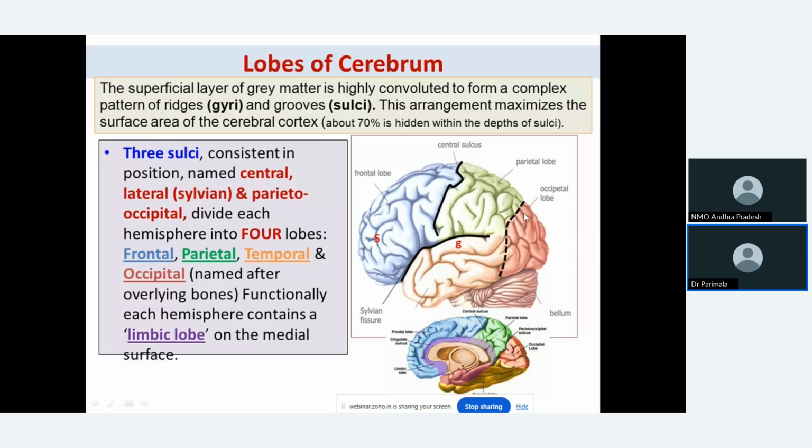There is a small depression on the inferolateral border in front of the occipital pole called pre-occipital notch. So an imaginary line, this is the first imaginary line, that is connecting the parieto-occipital sulcus small part with the pre-occipital notch. This imaginary line, if drawn, separates the occipital lobe from the rest of the cerebrum. So this is the first imaginary line.